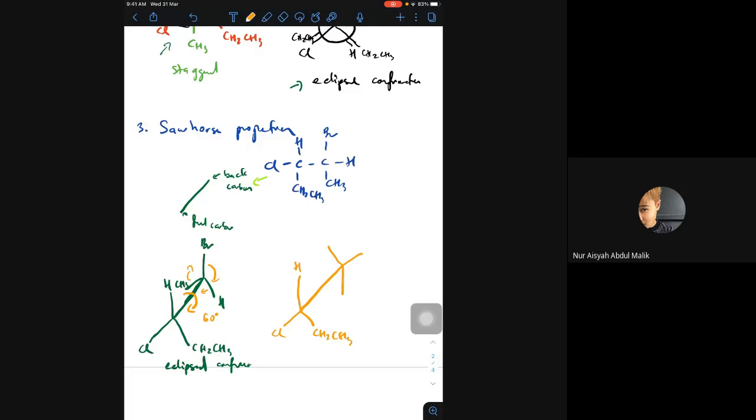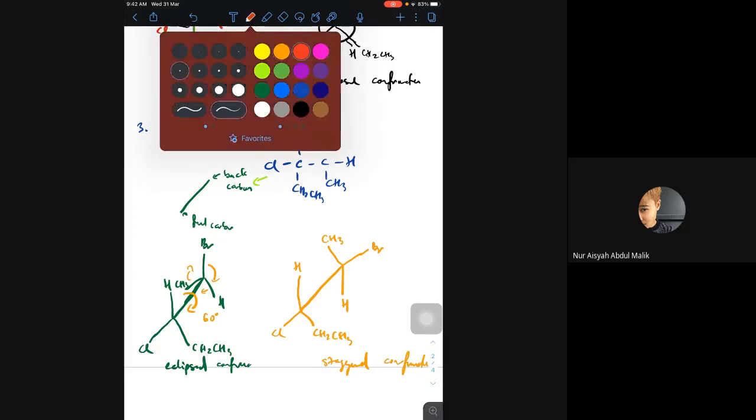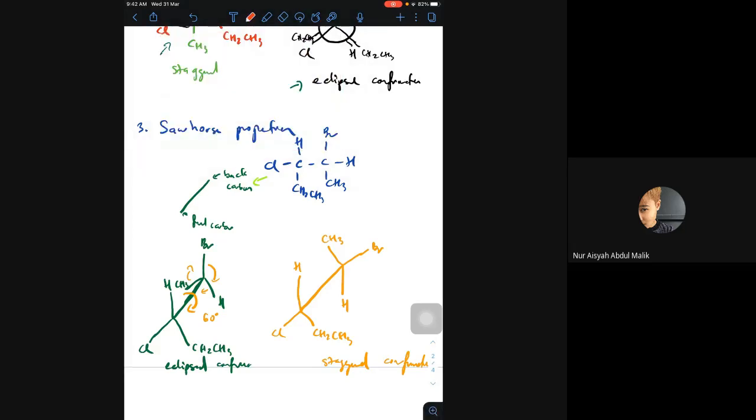So it looks like a Y shape. Okay, it looks like a Y shape. So this would be your staggered conformation. So this would be your Br, because the Br is now going down, and you have your hydrogen here, and this is your CH3. So this is how you draw the sawhorse projection. Okay. So any question?